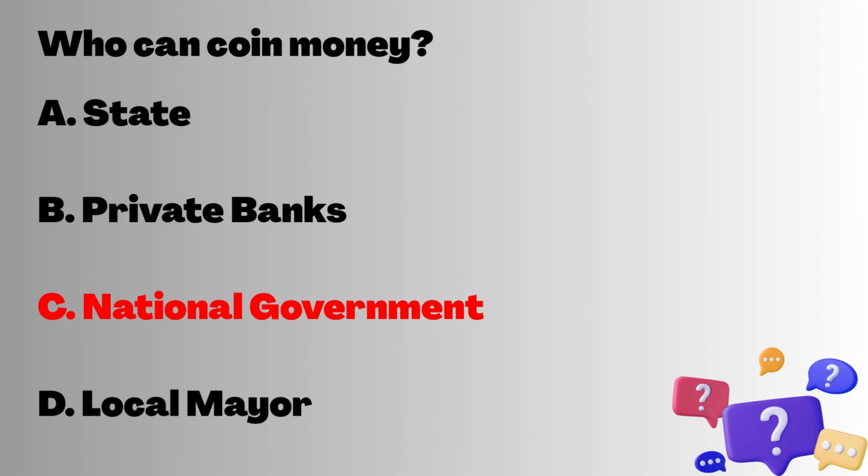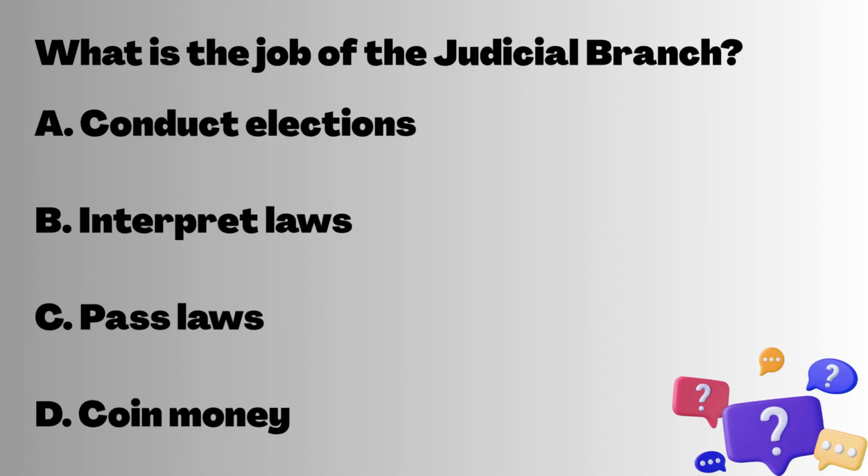National government. What is the job of the judicial branch? A. Conduct elections. B. Interpret laws. C. Pass laws. D. Coin money. The correct response is B.